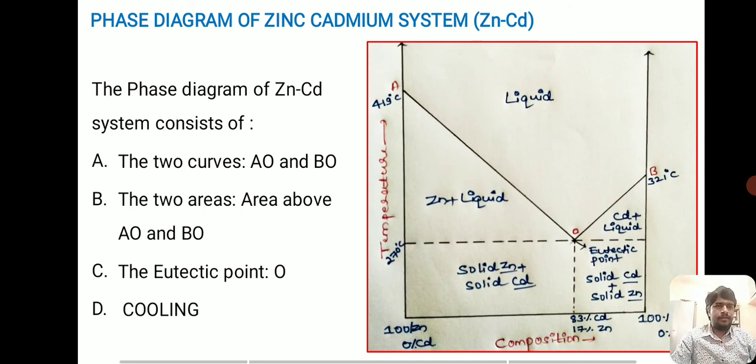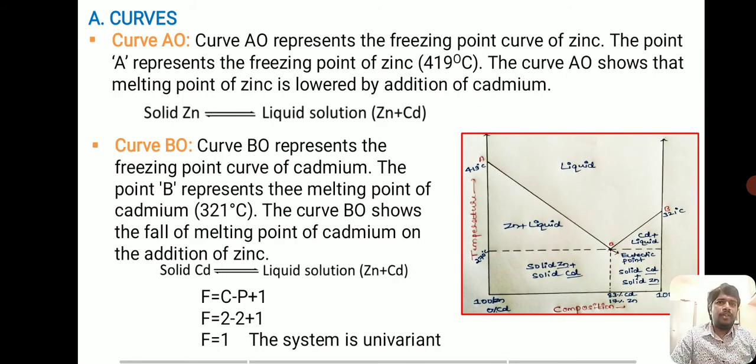And the last one is cooling. Let us see one by one here. First one is curves, that is curve AO. See the diagram here, you can observe the curve AO. Curve AO represents the freezing point curve of zinc. The point A here represents the freezing point of zinc, that is 419 degrees Celsius. The curve AO shows that melting point of zinc is lowered by addition of cadmium. So here the two phases coexist, that is solid zinc and liquid solution of zinc and cadmium.